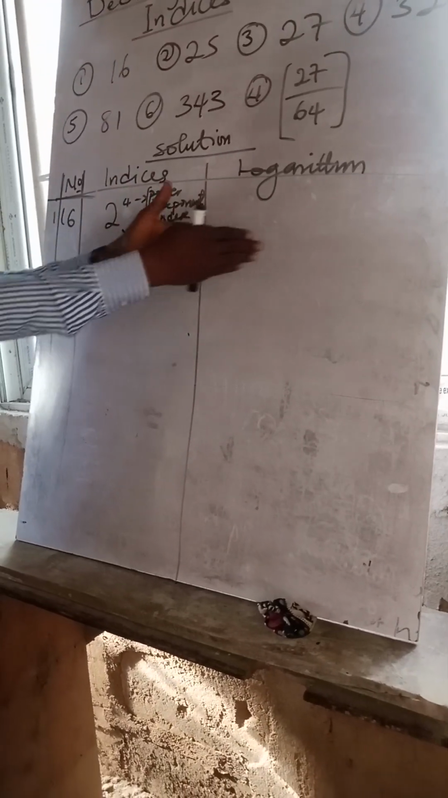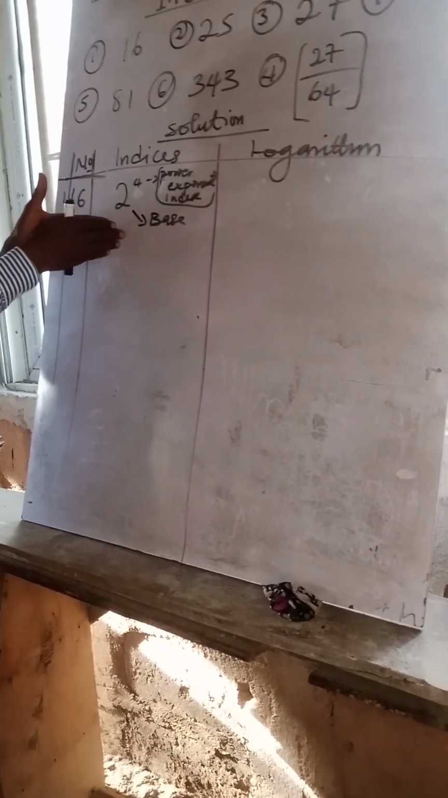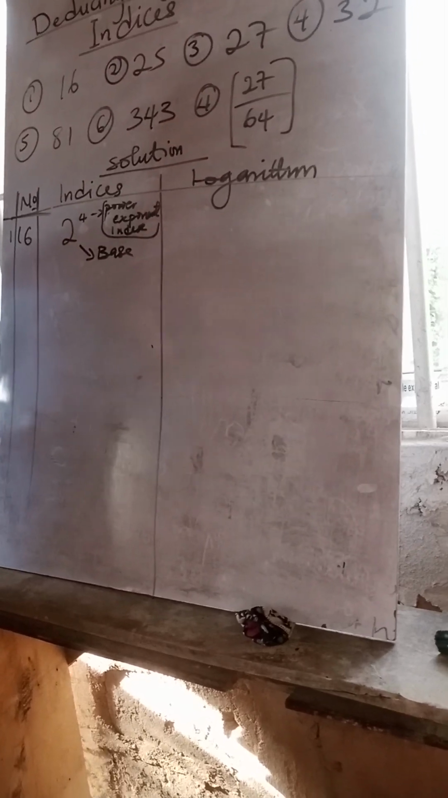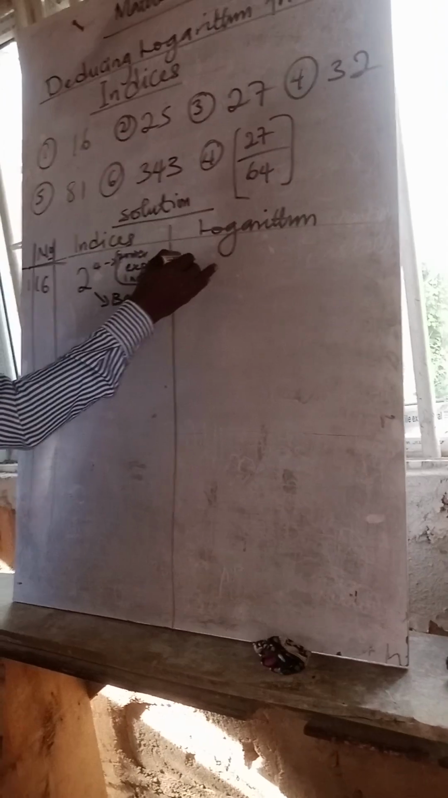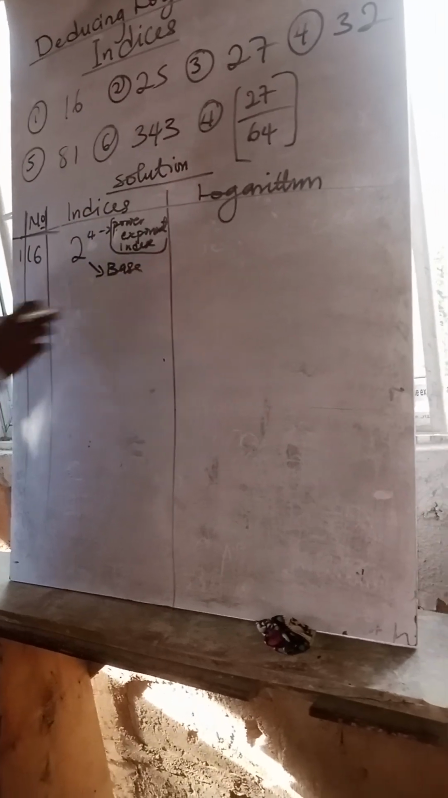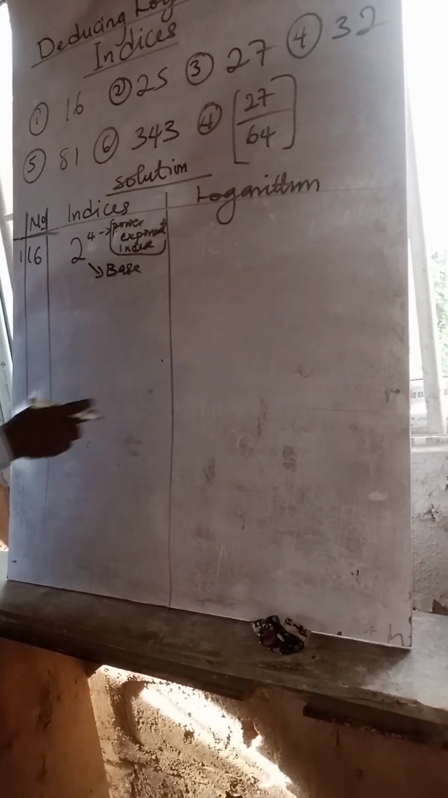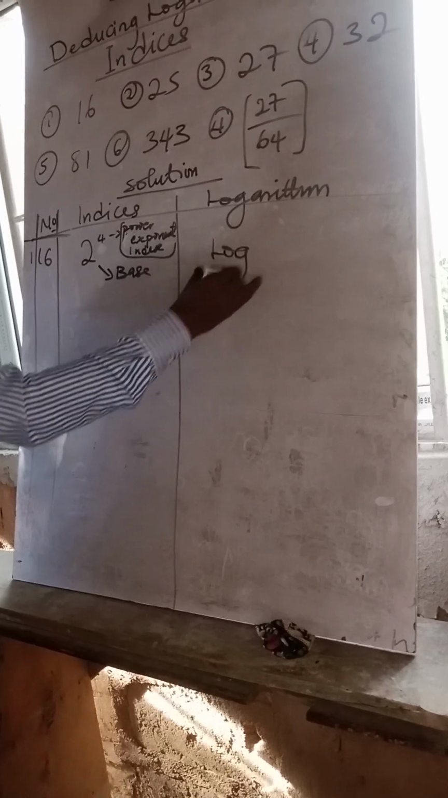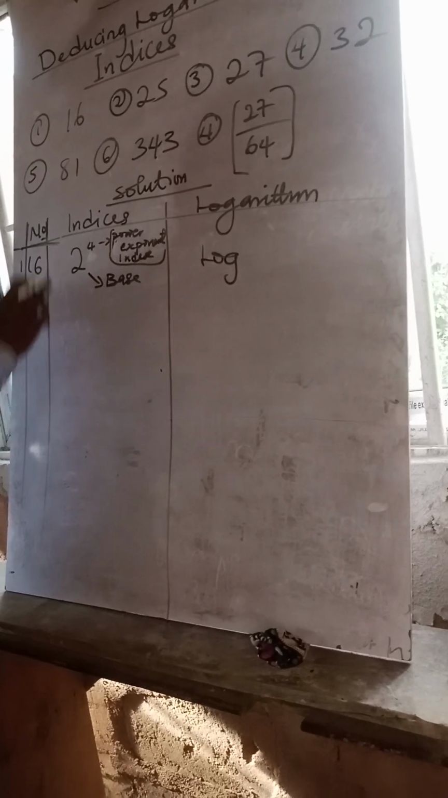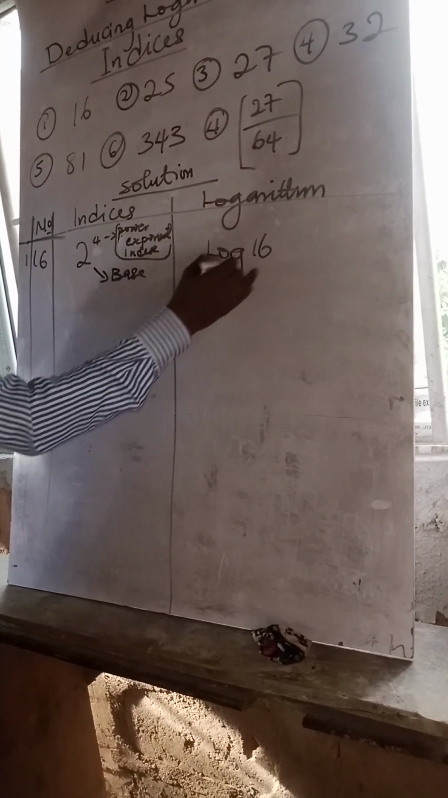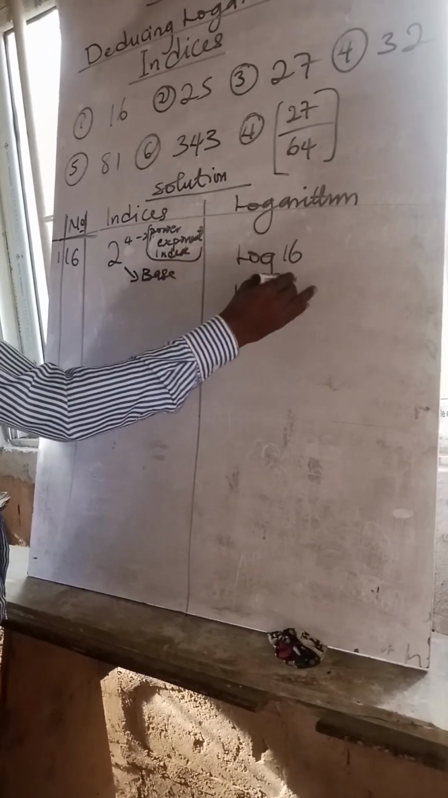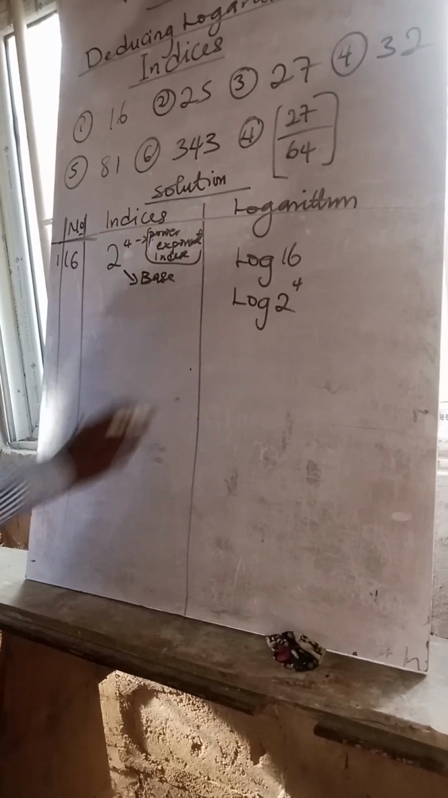Now let's translate 16 in logarithm. We have translated 16 in indices; it gives us 2 raised to the power 4. But in logarithm, the reverse becomes the case. Log 16 is the same thing as log of 2 raised to the power of 4, where your power becomes your answer. We have turned this to index form.